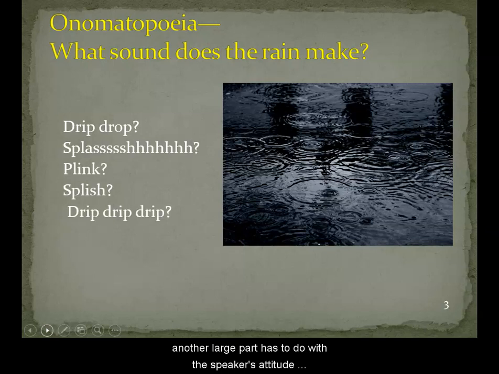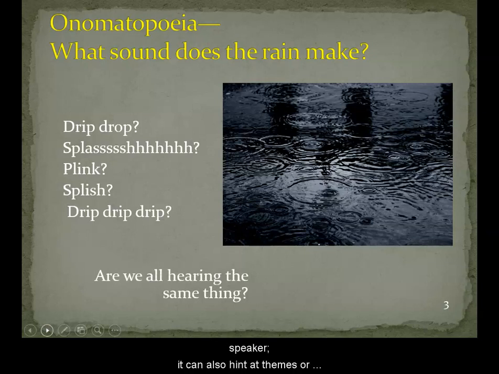However, another large part has to do with the speaker's attitude towards the rain. This can reveal a lot about a speaker. It can also hint at themes or the tone of a work of literature. However, those sounds, in part, are also up to the listener. Typically, literature is a collaboration between the author and the reader in order to create meaning. So interpretation of these sorts of sounds are often a balance between a reader's personal experience and the cultural and literary context of the sound.